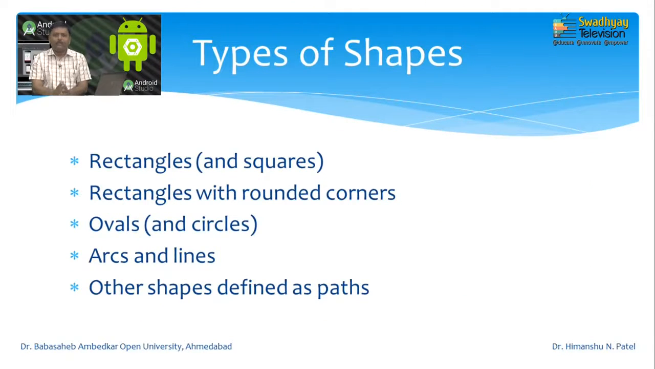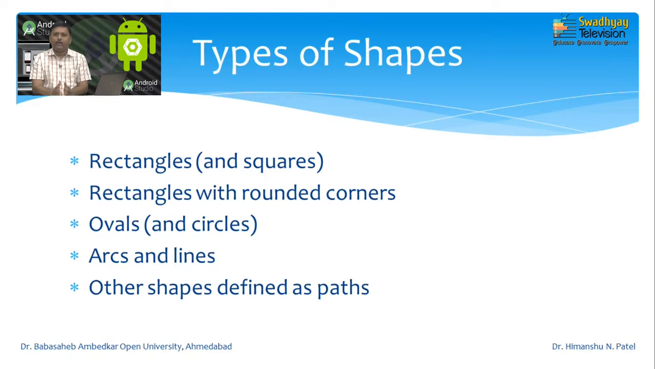So, what type of shape can we create using the shape drawable? The answer is rectangles and squares. If height and width are the same, then we can draw a square. If they are different, we can draw a rectangle. You can also create a rectangle with rounded corners, that is a rounded rectangle. You can draw ovals. If the x and y radius are the same, you can define a circle.